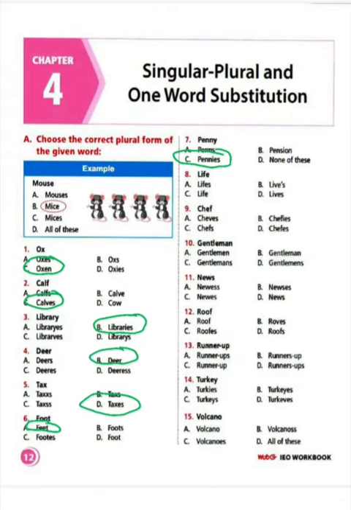Next is number 8, life will be number D, lives. Number 9, chef will be number C, chefs. Number 10, gentleman will be A, gentlemen.